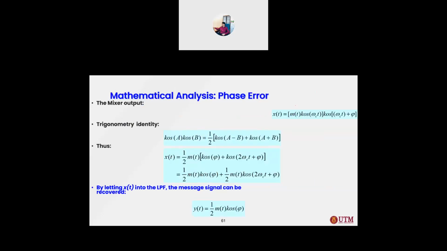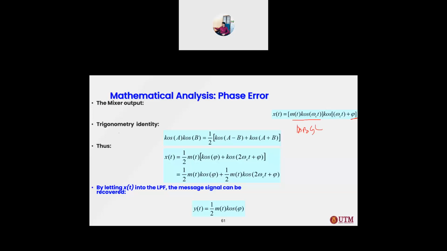Next, from the mixer you have m(t) cos(ωct + φ). You see here you already start to have a phase difference. This one is your signal, the double sideband suppressed carrier.